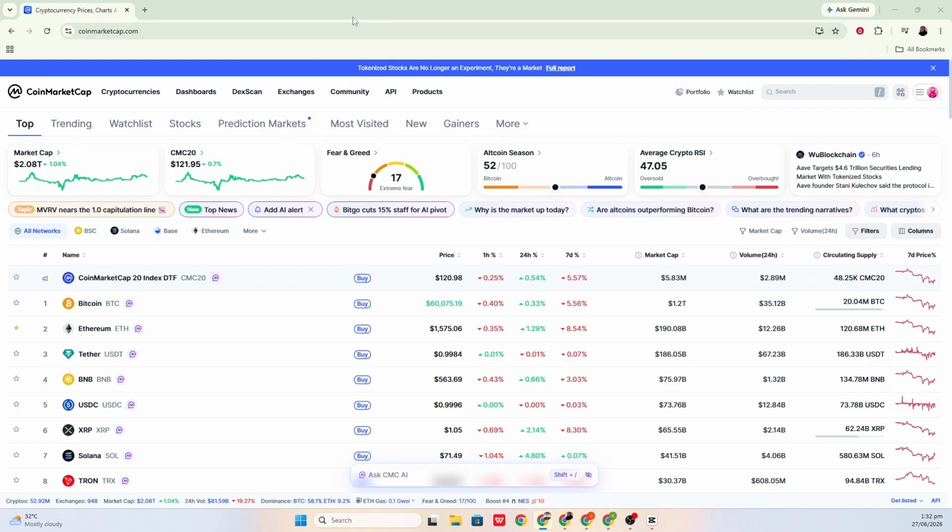In today's video, I will walk you through how to find the next 100 times coins using CoinMarketCap. In this video, I will show you how to identify coins that can turn small investments into high returns, even 100 times or 1,000 times.